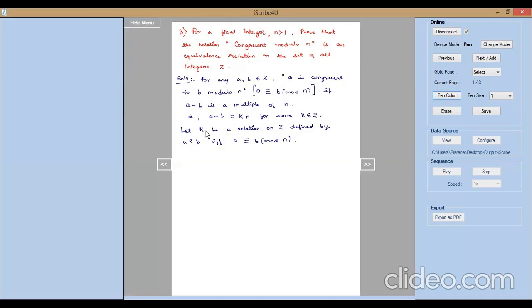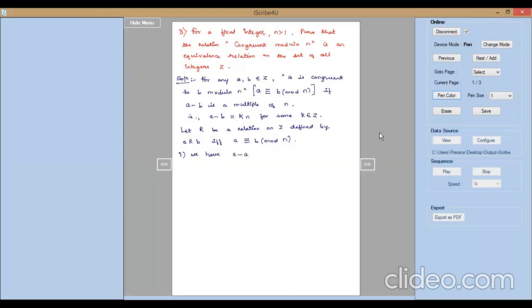Now, in order to say congruent modulo n is equivalence relation, that is R is an equivalence relation, it has to satisfy three properties. There is reflexive, symmetric and transitive. So let us prove one by one. First one, we consider for the ordered pair A comma A, we have to prove A comma A belongs to the relation R for every A belonging to the set A.